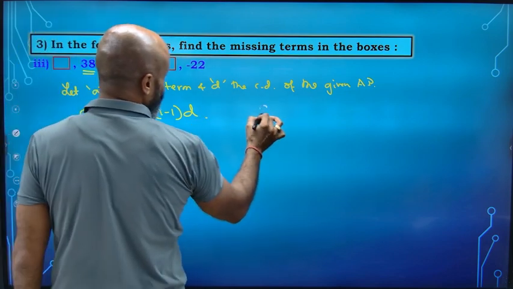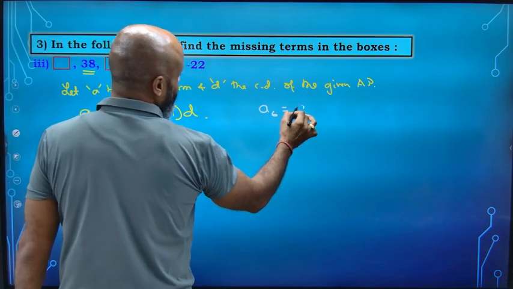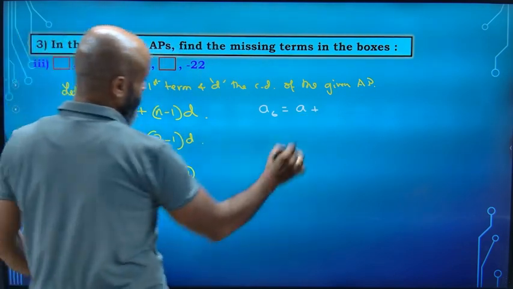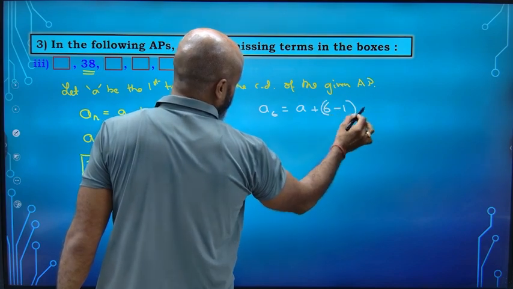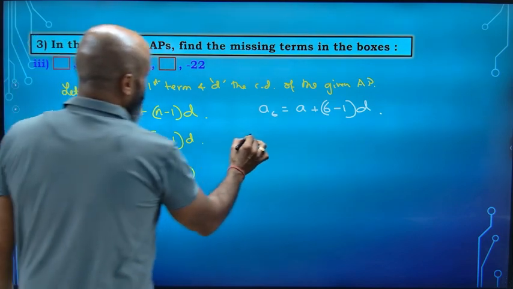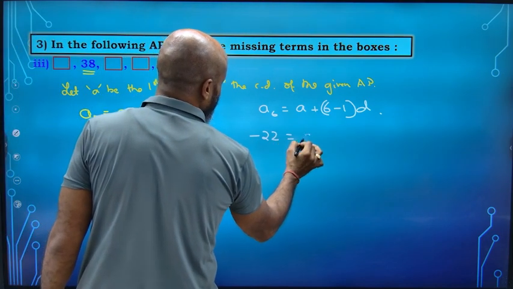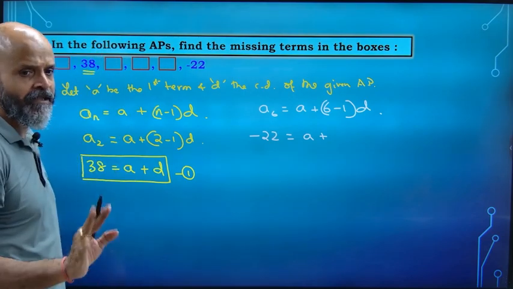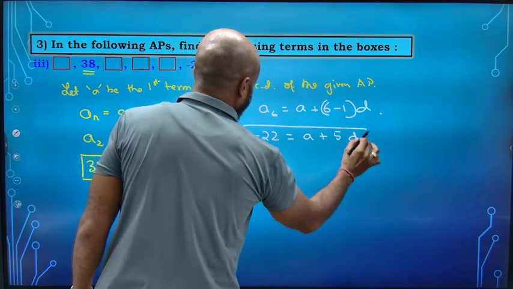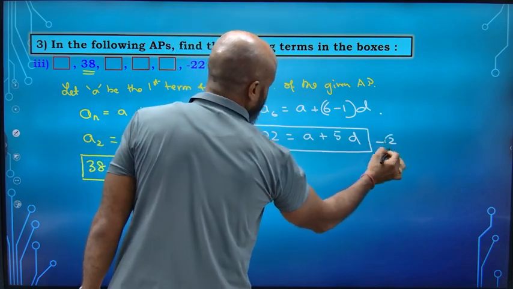Tell me the equation. A6 is equal to A plus N minus 1, that is 6 minus 1 into D. So what is the value of A6? Minus 22. Minus 22 is equal to A plus 6 minus 1, that is 5D. A plus 5D. So this is your equation number 2.